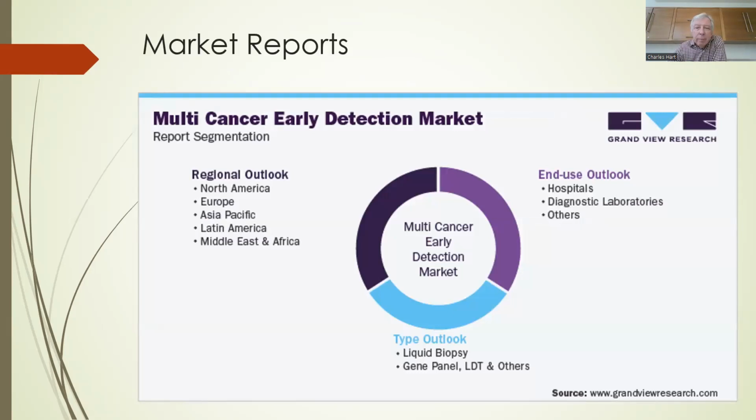This is a report from a company called Grandview Research, as you see in the bottom right. And if you look in the upper left, this is a report on multi-cancer early detection. What's that mean, multi-cancer early detection? What's really hot today, not 10 years ago, and 10 years from now, it's going to be everywhere. It's blood tests for the detection of cancer.